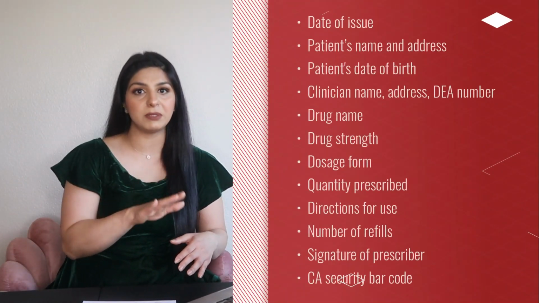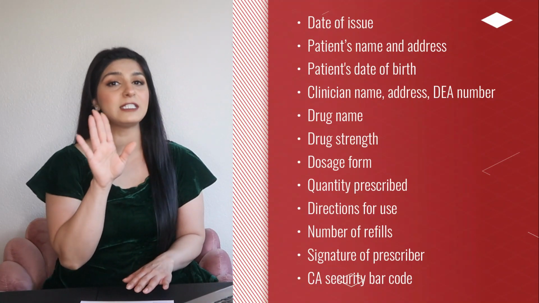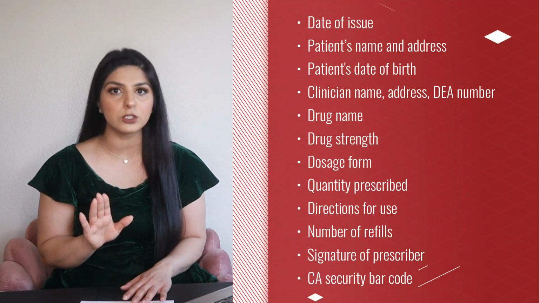So whenever you come across a controlled prescription, you should always make sure that it meets all the law requirements for a scheduled prescription. Like it should have patient's name and patient's address, date of birth, drug name, drug strength, quantity prescribed. The doctor should have indicated the number of refills. There are a number of other things. I'll actually put the complete list on the screen so you can see all the specific requirements of the prescription.